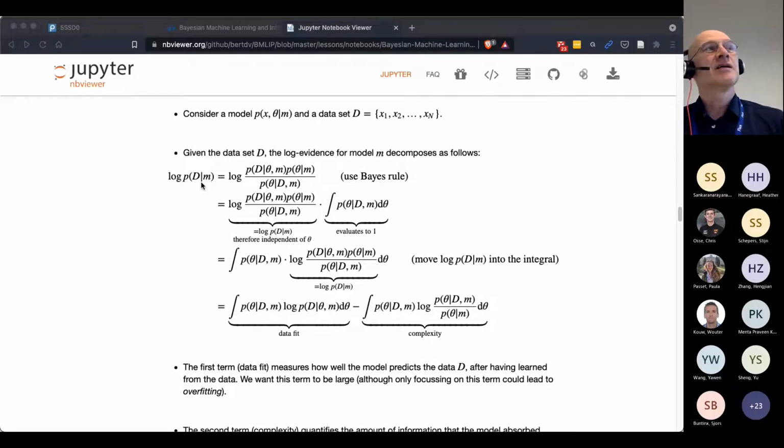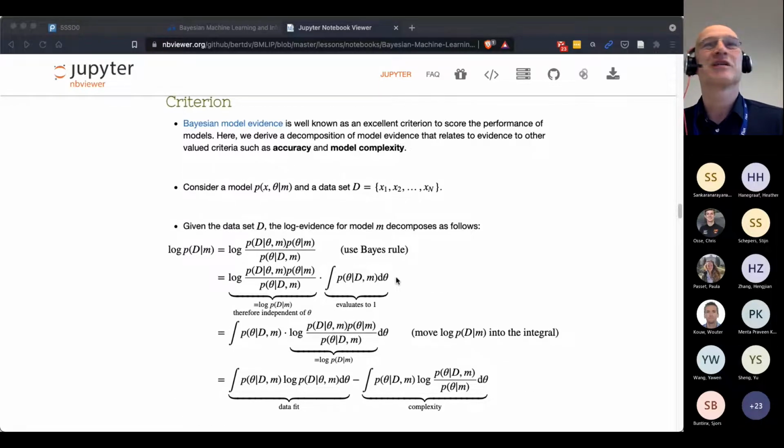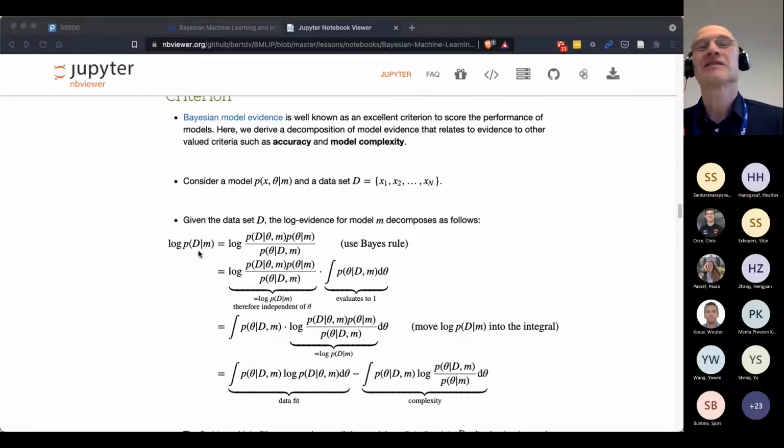So when I choose a model M, and I choose a data set, then this evidence is fixed. I cannot change the evidence of my model by using Bayes rule for updating my parameter set. That doesn't change the evidence.